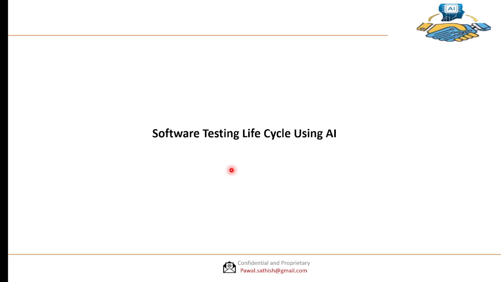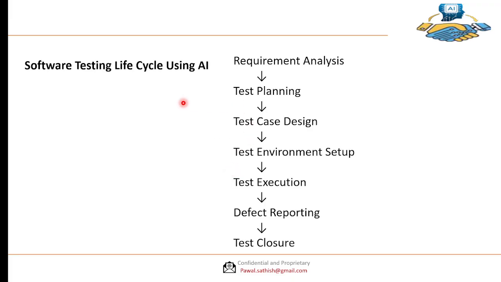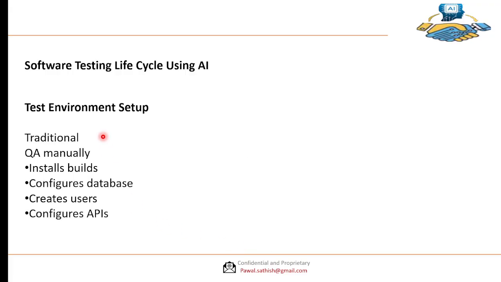Today's session we will see the software testing life cycle using AI, part 2. In the earlier session we already covered how we can use AI in requirement analysis, test planning and test case design. Today's session we will cover the pending phases: test environment setup, test execution, defect reporting and test closure.